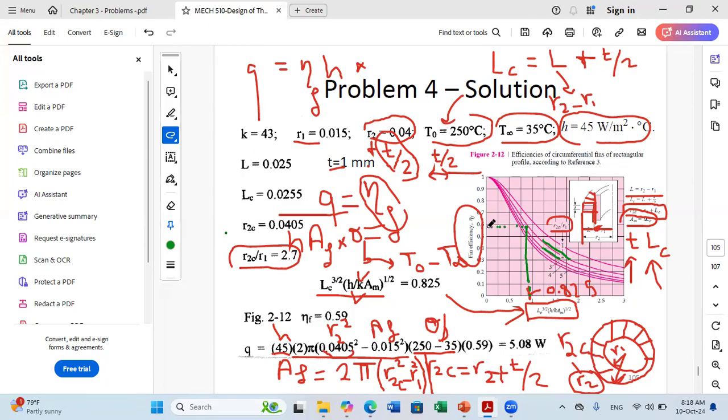Okay, so it's just before 0.6. So I can read a fin efficiency of 0.59 approximately. Then I am done. Okay, I have everything. I replace the fin efficiency in my formula and I get the value of the heat lost through my fin.